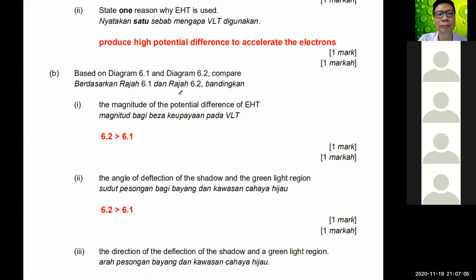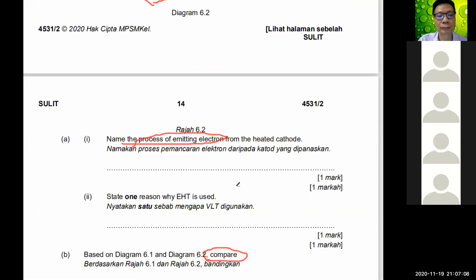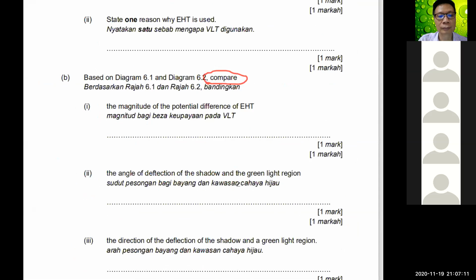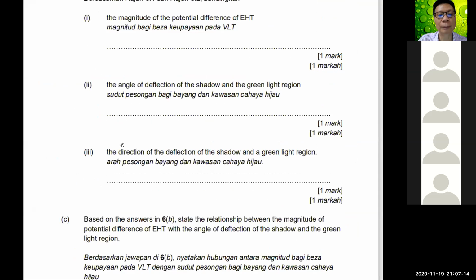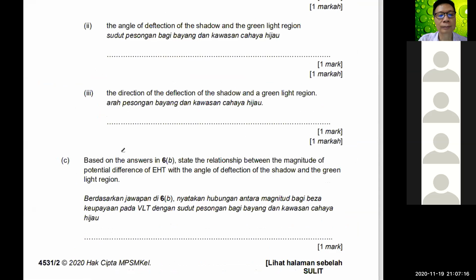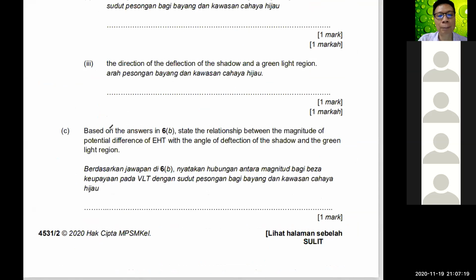Okay, good. The next one. These are all done already. Now C. Based on answer 6B, state the relationship between the magnitude of potential difference with the angle of deflection. I think it is very straightforward. Someone already answered. Sung Ho-man gave the answer. Sung Ho-man says no, not an answer. He asked a question. This Sung Ho-man is always slow. Always people go to another question, then you only go backward.